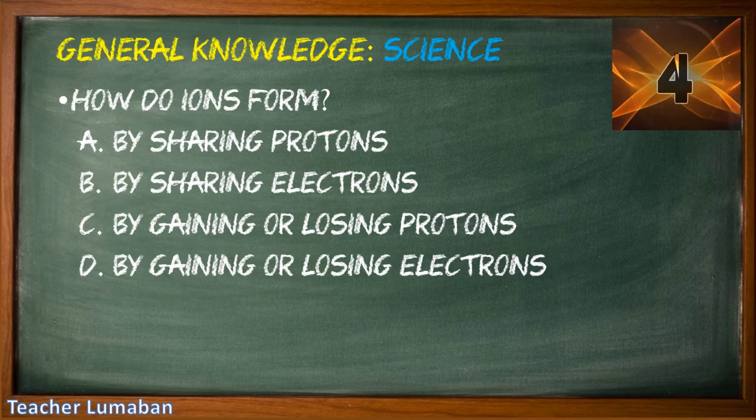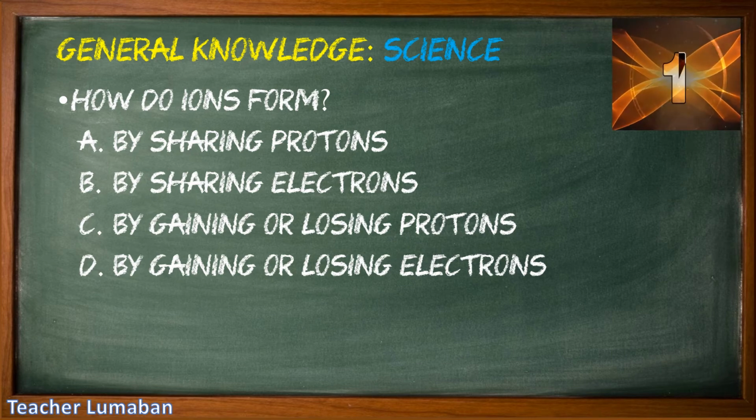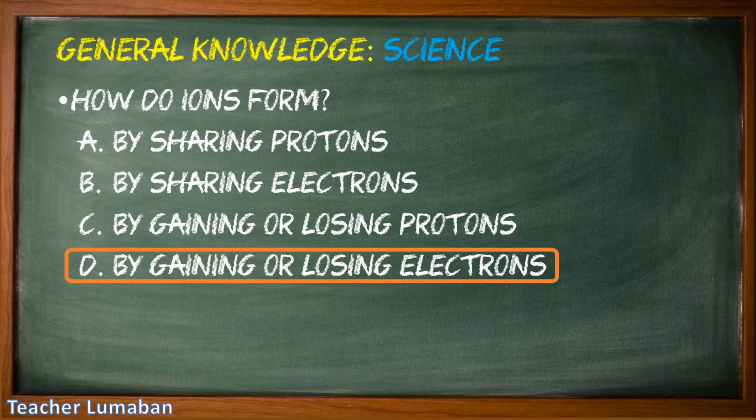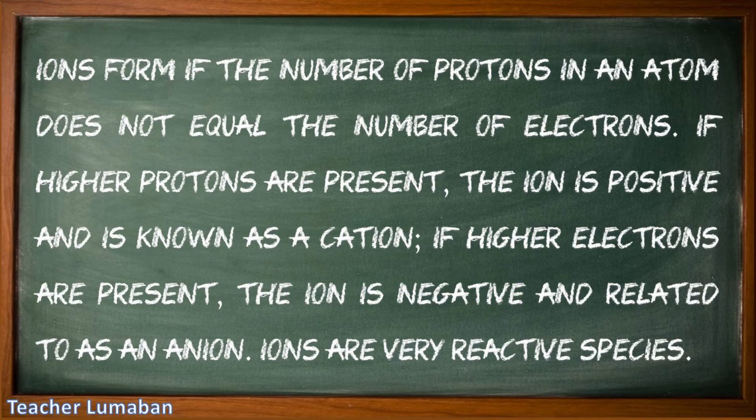The correct answer is the letter D. By gaining or losing electrons. Ions form if the number of protons in an atom does not equal the number of electrons. If higher protons are present, the ion is positive and is known as a cation. If higher electrons are present, the ion is negative and referred to as an anion. Ions are very reactive species.